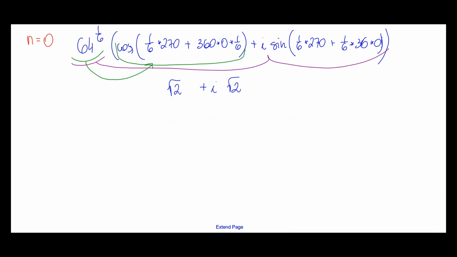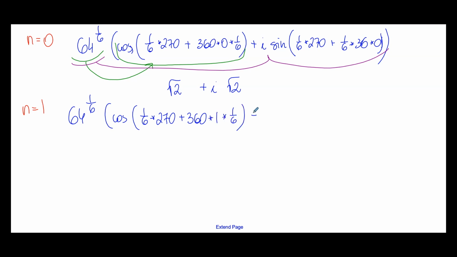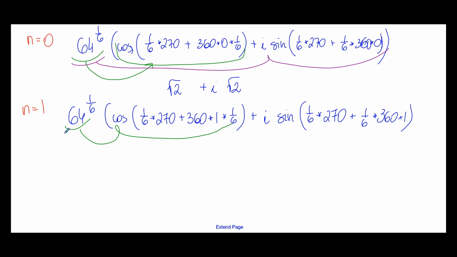And then we go again, it's basically the same thing. This time we are putting 1 in place of n. So that means cos, and it will be 1 over 6 multiplied by 270 plus 360 multiplied by 1, plus i multiplied by sin 1 over 6 by 270 plus 1 over 6 by 360. Oh, I'm missing the 0 here. Multiplied by 1. And the same thing, we take that and multiply by the cos of this angle, and again, we take that and multiply by the sin of this angle.